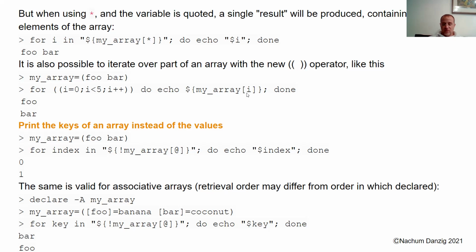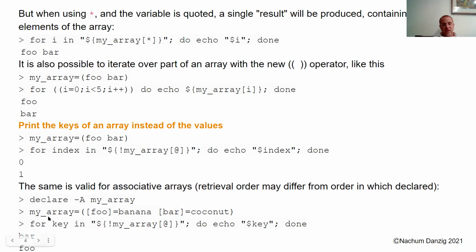The same is valid for associative arrays. Retrieval order may differ from order in which declared. In other words, since it's an associative array, there's no real guarantee of the order of these things. There's no numbers. Element foo is banana and element bar is coconut. That's what I created. That's how I create an associative array, by the way.